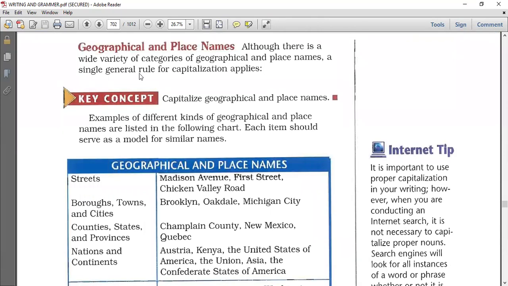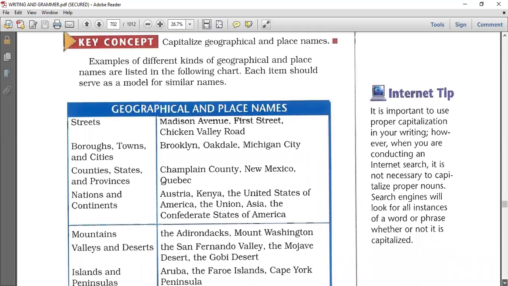Okay. Geographical and place names. Although there is a wide variety of categories of geographical and place names, a single general rule for capitalization applies. What is this single rule? Capitalize geographical and place names. Examples of different kinds of geographical and place names are listed in the following chart. Each item should serve as a model for similar names.